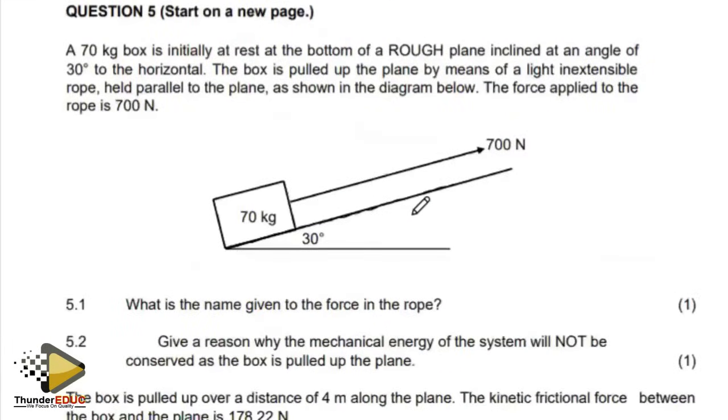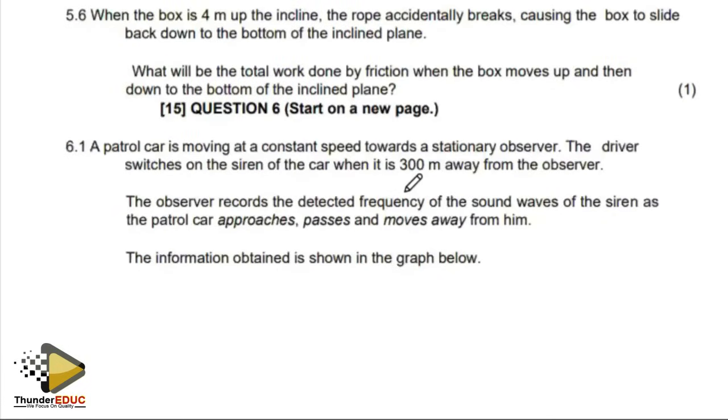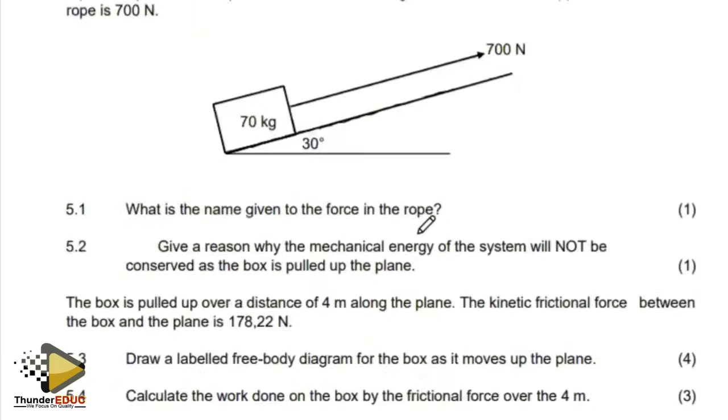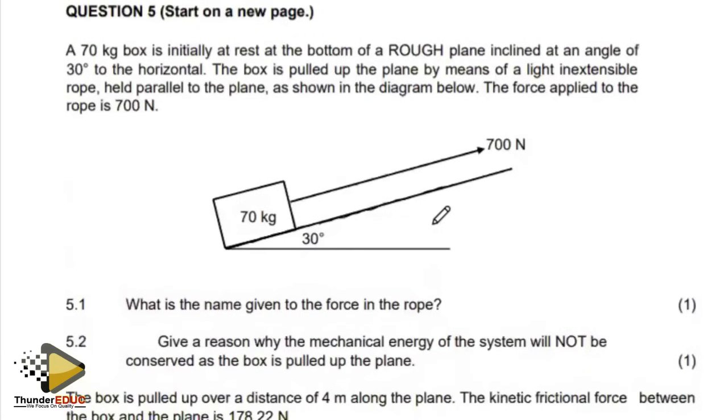Question number 5. Here we saw also energy. So I believe this will be the last question. Then we go back to the guideline. Okay, a 70 kg box is initially at rest at the bottom of a rough surface. This word is important. It's even in capital letters. At an angle of 30 degrees to the horizontal, the box is pulled up by means of a light inextensible string held parallel to the incline. The force applied is 700.